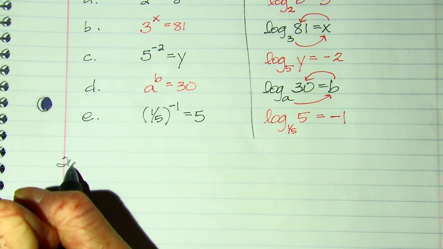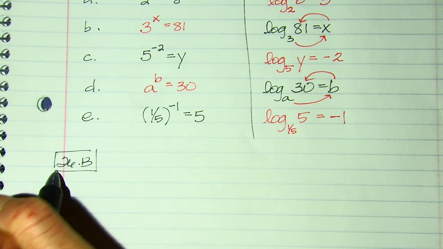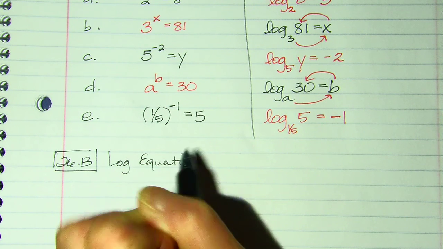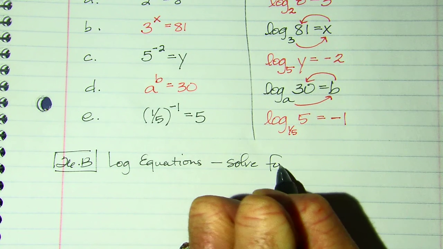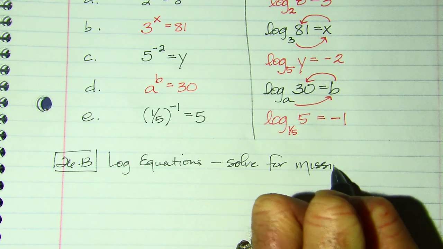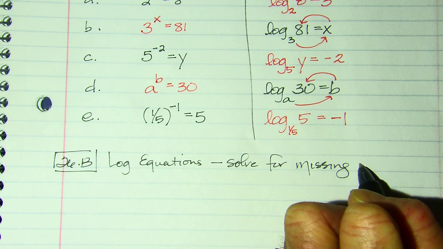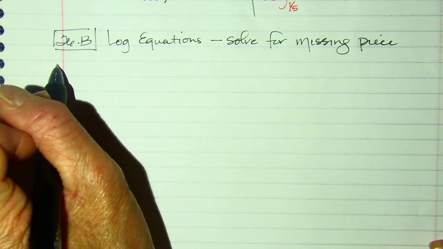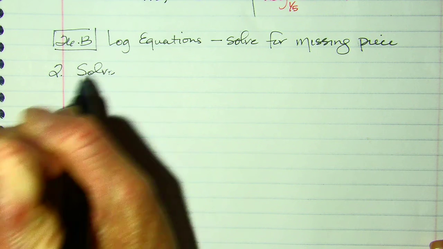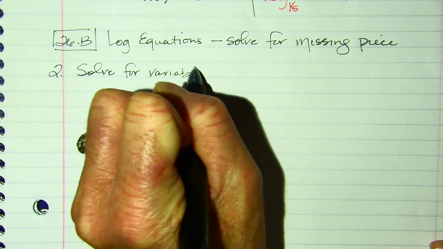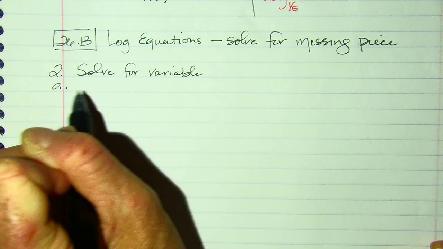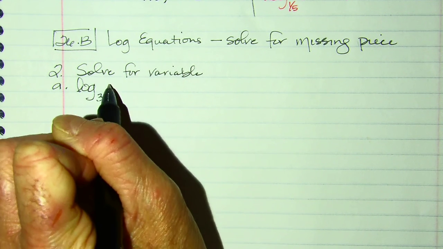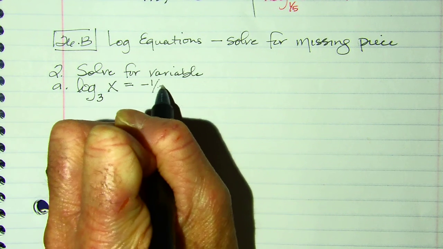All right, 26 point B goes over log equations, and you're going to be solving for the missing piece, or solve for the variable, however you want to look at it. So number 2, remember for all of these we're going to solve. So part A. Let's solve log base 3 of x equals negative 1/2.